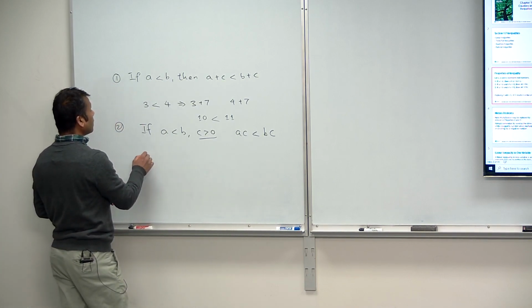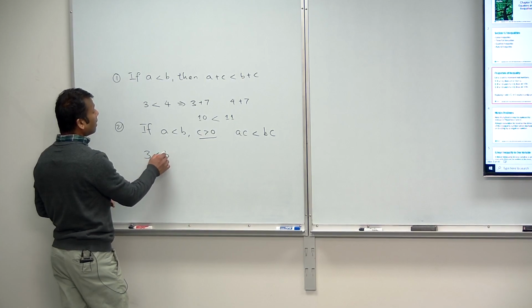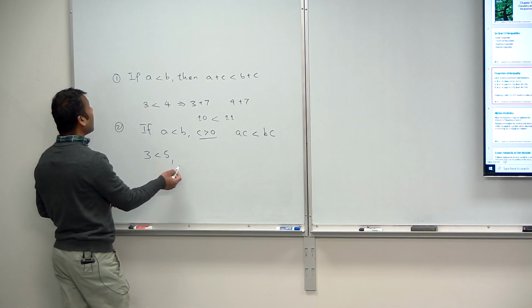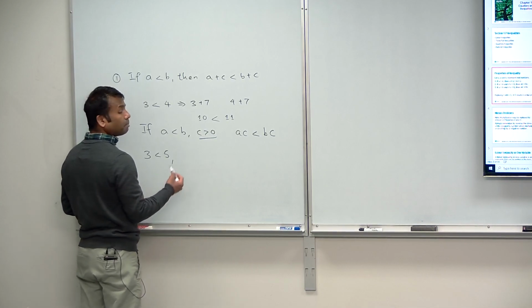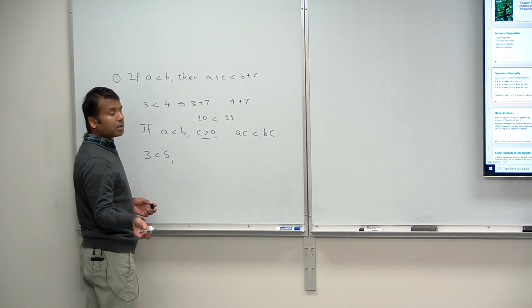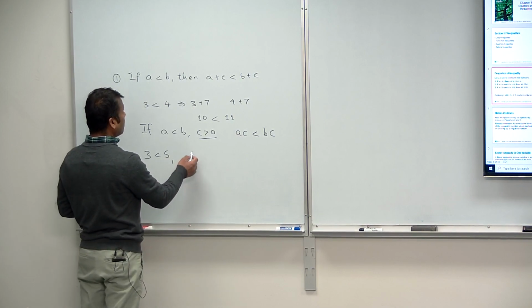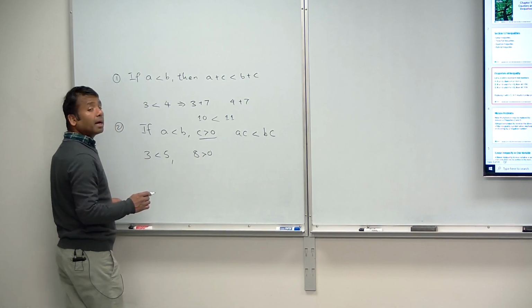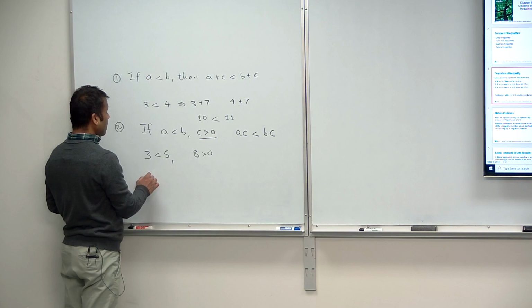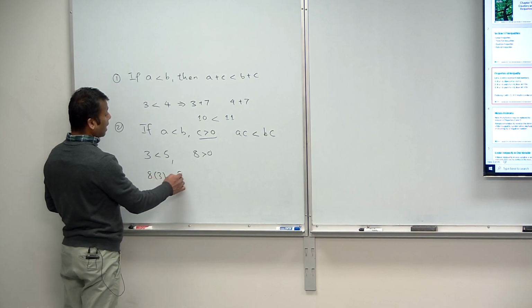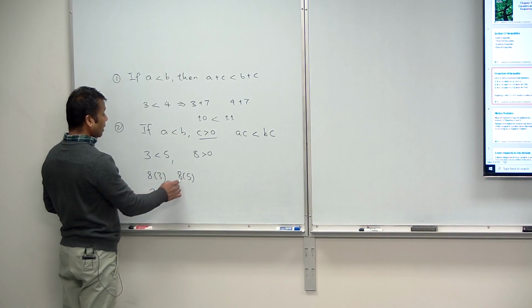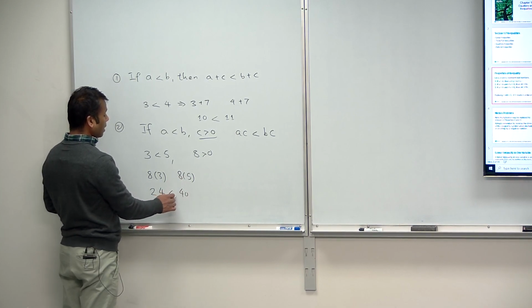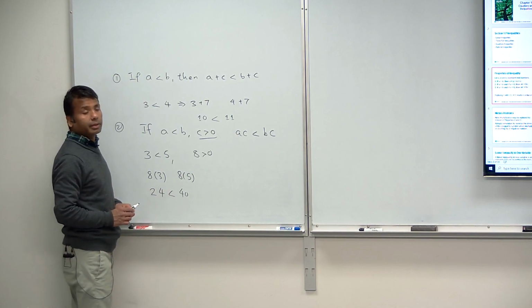So for example, if you have 3 is less than 5, then you can pick any real number, but it should be positive. Let's say I want to pick 8. I can multiply both sides, 8 times 3 and 8 times 5. You know 8 times 3 is 24, and 8 times 5 is 40. Yes, 24 is less than 40.